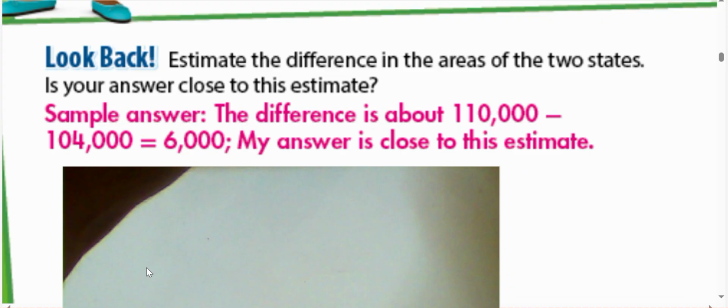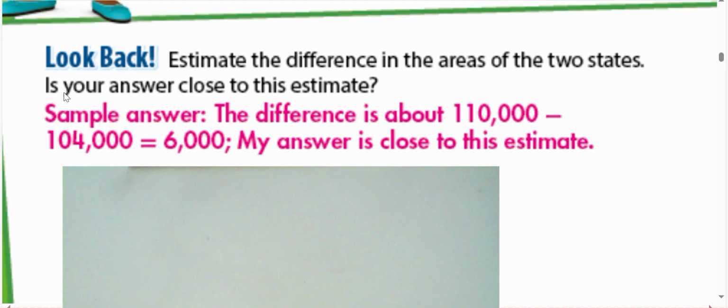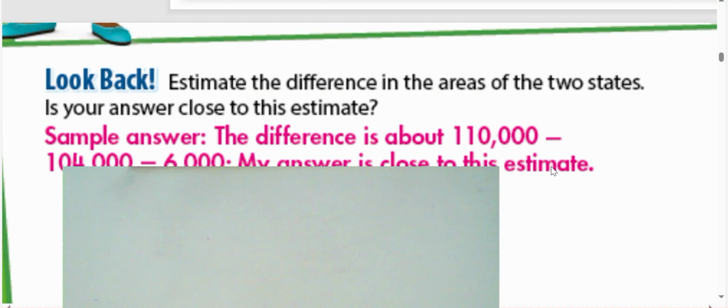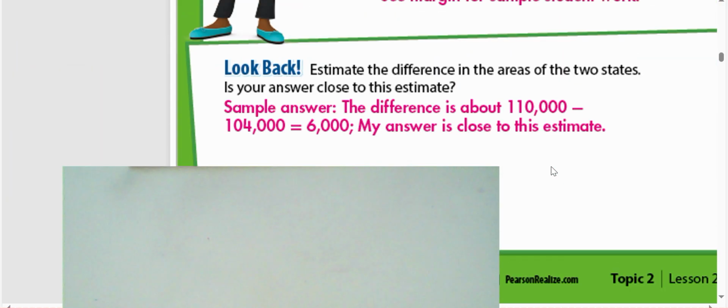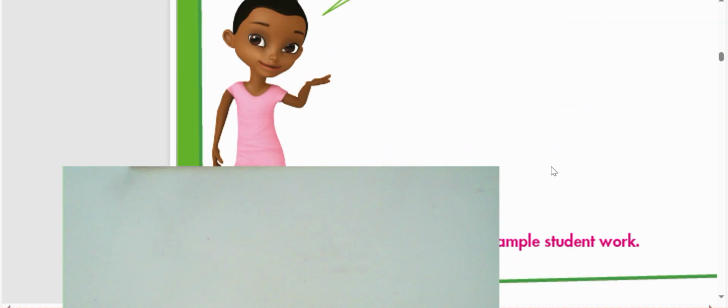The example here: estimate the difference in the areas of the two states. Is your answer close to the estimate? The simple answer: the difference is about 110,000 subtracted by 104,000. The result will be 6,000. My answer is close to this estimate. Okay, is this the answer about this question? He asked about two states to find the estimate.